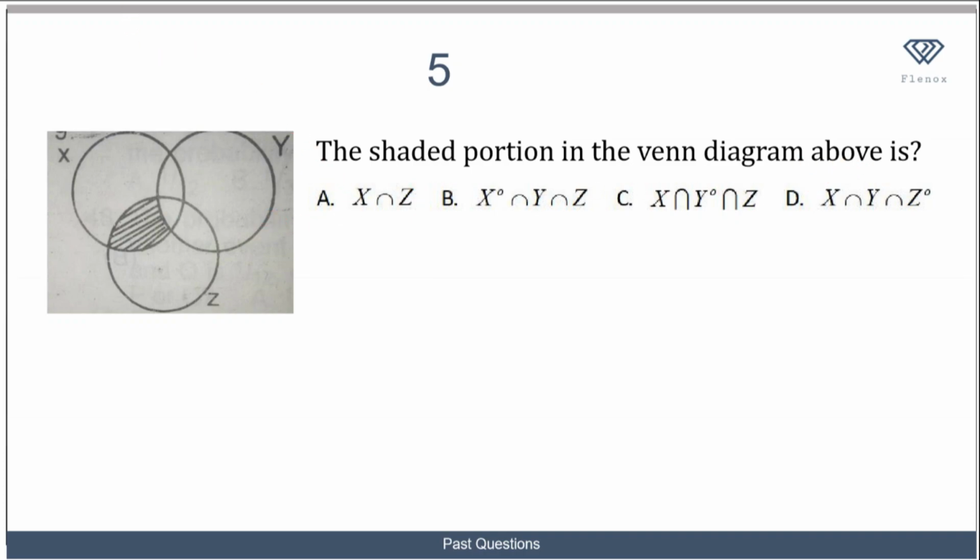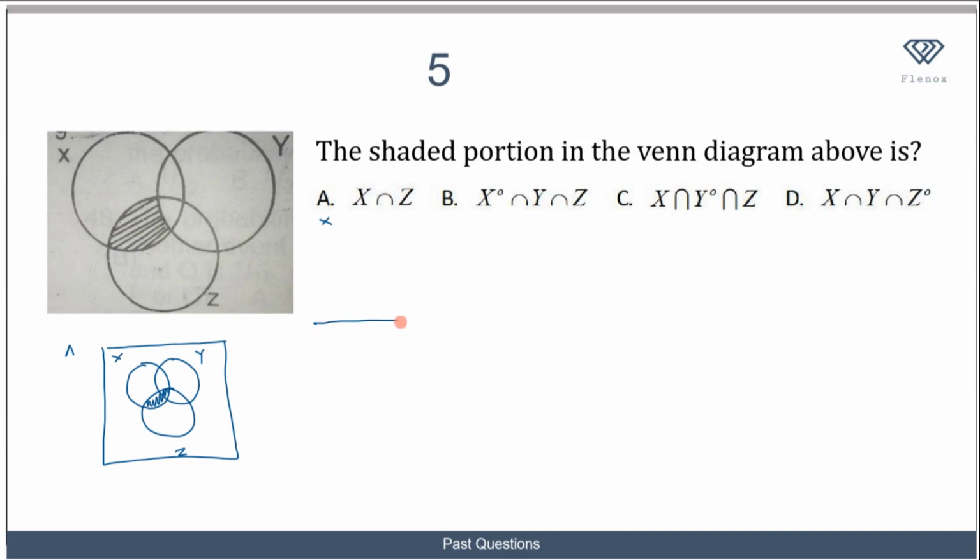To explain this again, we are going to try to sketch out the answer. So for the A part, we are told that it is X intersect Z. We know that if this is X and this is Y and this is Z, we have X, Y, Z. We know that X intersect Z is the region in between X and Z that connects them, which will be this. As you can see, this region even shades this tiny portion, but in the question that we are given, that portion is not shaded. So A is not the answer.